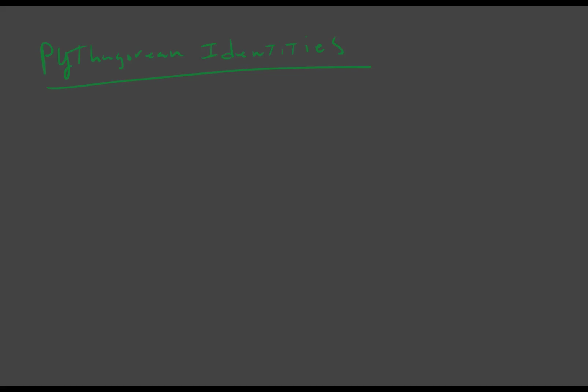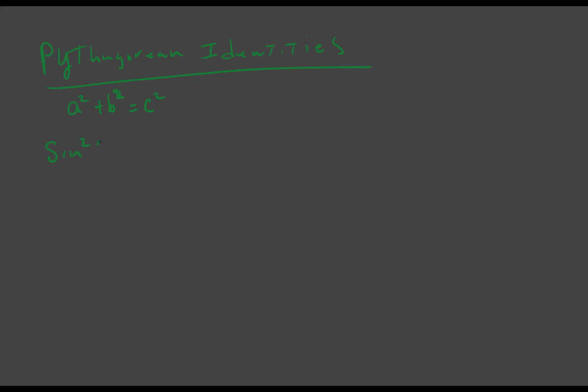In this video, we'll explore the Pythagorean identities. On your formula sheet, we have three Pythagorean identities. They're all based on the Pythagorean theorem, a squared plus b squared equals c squared. The first one is straightforward enough.